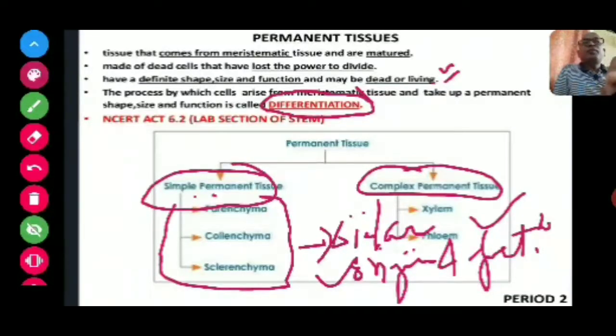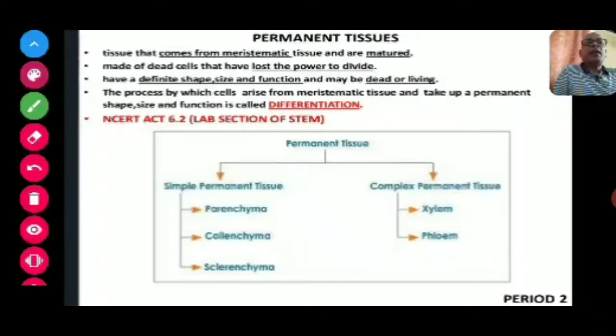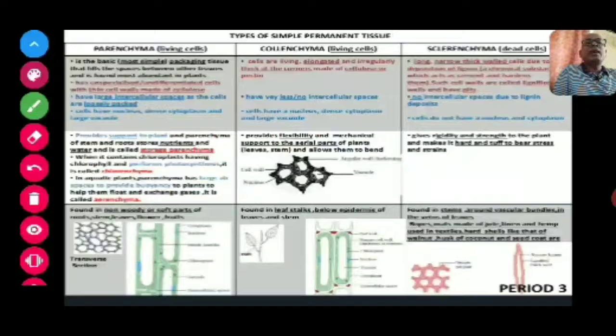Now the difference among parenchyma, collenchyma and sclerenchyma is that parenchyma is mostly living cells, collenchyma is also living cells, but sclerenchyma is dead cells. The first one is the parenchyma, a living cell. It is the basic or the most simple packing tissue that fills the spaces between other tissues and is found in abundance in the plant.